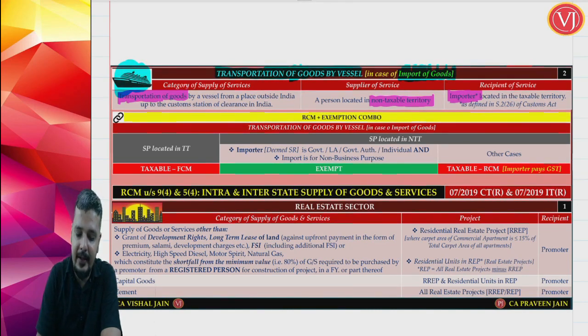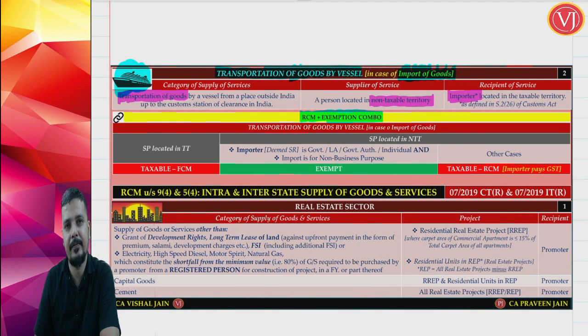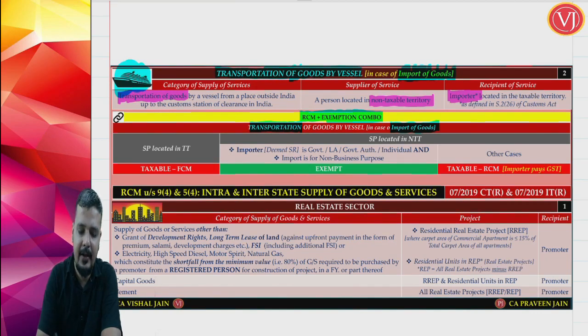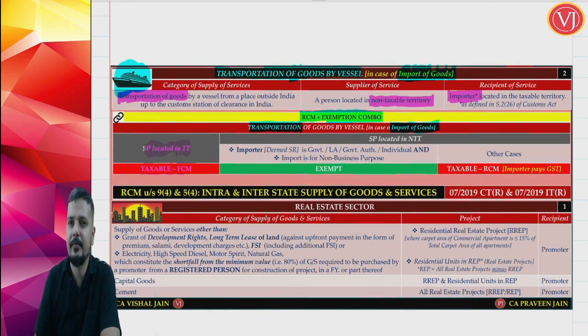Now let us for this category see RCM along with that exemption combination. If I tell that transportation service is received at the time of importation of goods, if the shipping line is an Indian shipping line, then it is taxable under FCM. If the shipping line is a foreign shipping line outside India, even then it is exempt if you are talking about the importer being government, local authority or governmental authority or individual plus non-business purposes, exempt.